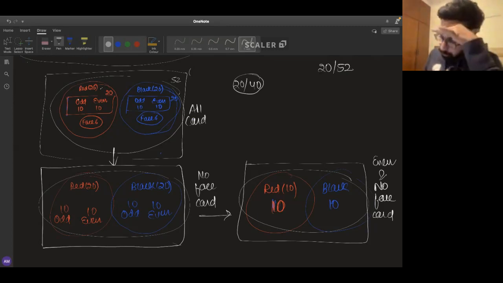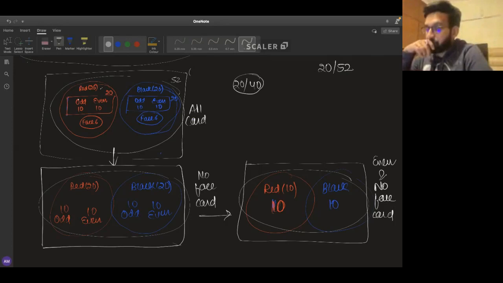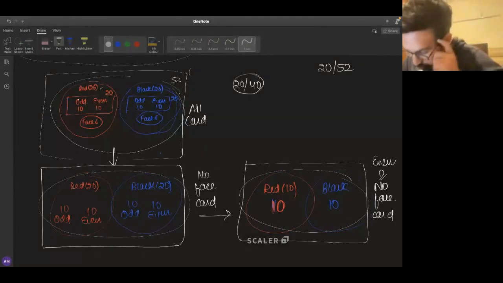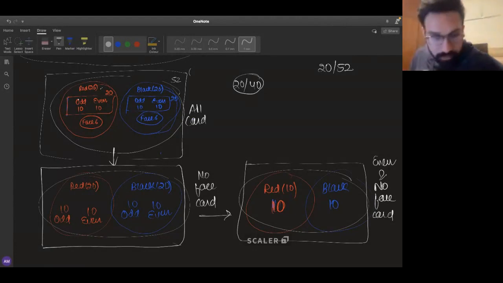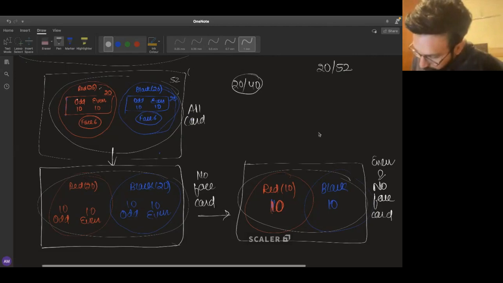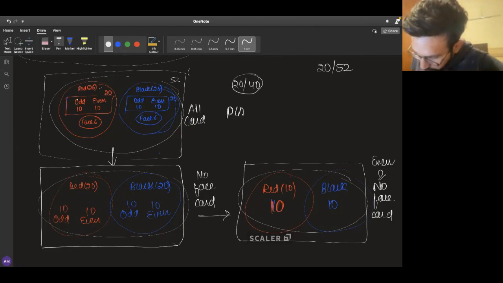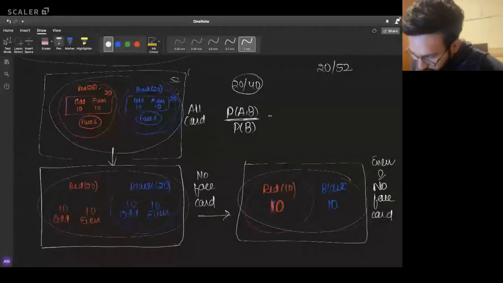Here, even number and no face card. This is clear. Now, with this diagram, how can we explain? I'm just trying to see if I can do a better job with these diagrams. I wanted you to explain the numerator part, the notation, which is probability of A comma B. What exactly is probability of A comma B?